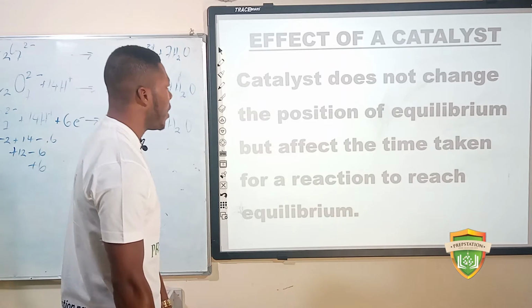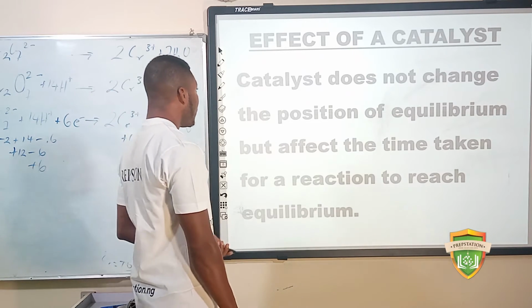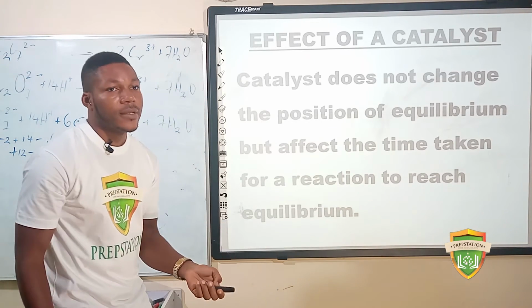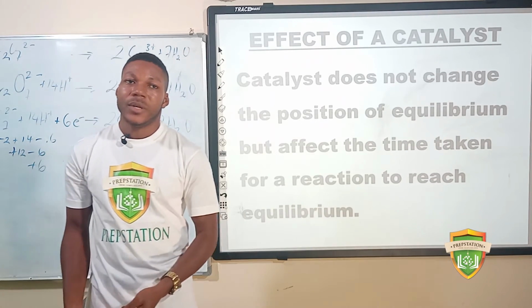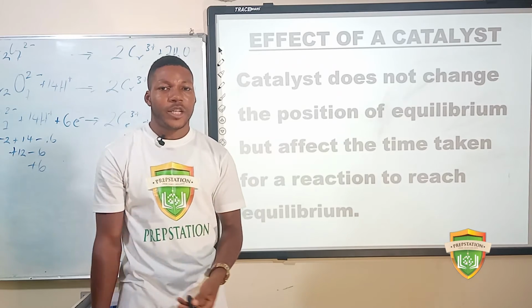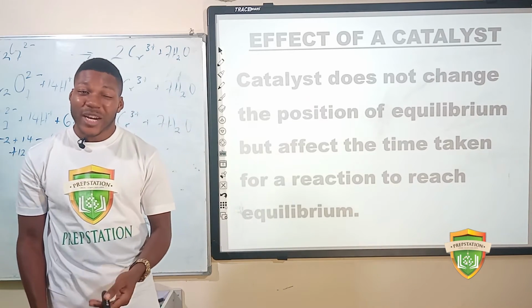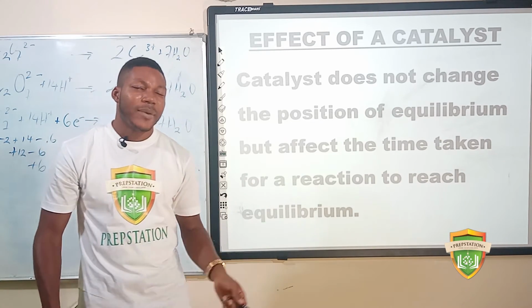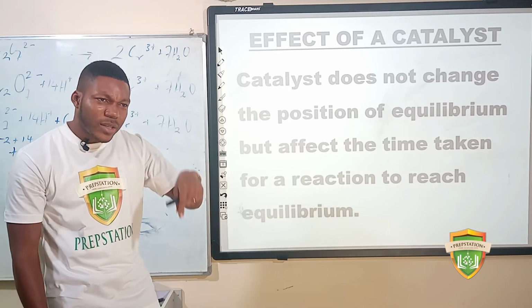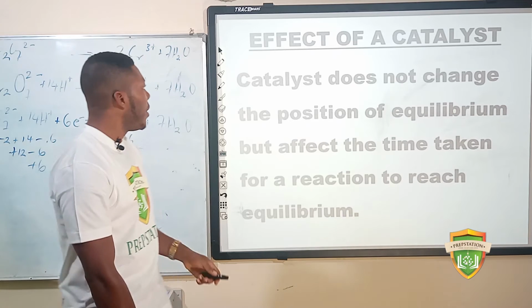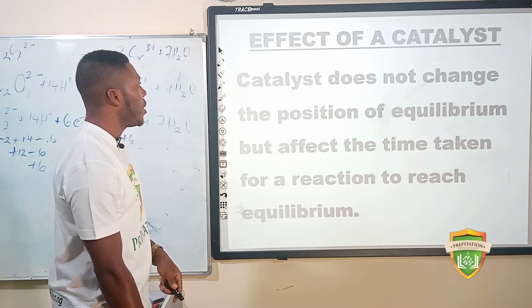Effect of a catalyst. Now, what is a catalyst? A catalyst is a substance that alters the rate of a chemical reaction but remains chemically unchanged at the end of the reaction. It will not change the chemical contents. It can change the color, the texture, but the chemical contents remain the same.